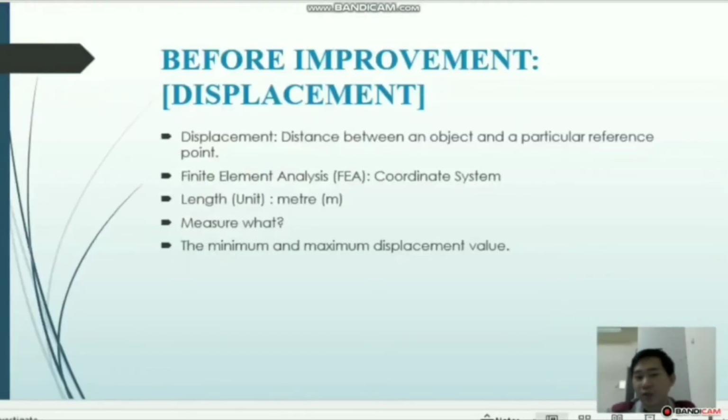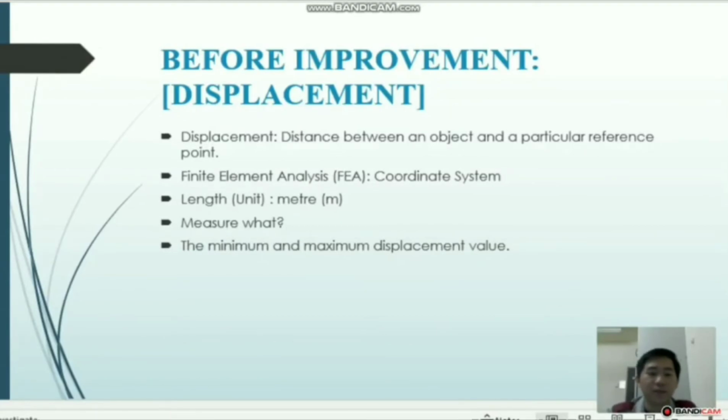Next, we also measure the before improvement displacement of each part. So what is displacement? Displacement is the distance between an object and a particular reference point. So we use finite element analysis, which is the FEA, the coordinate system, and we use the length unit meter, m. And what do we actually measure? We measure the minimum and maximum displacement value for each part.